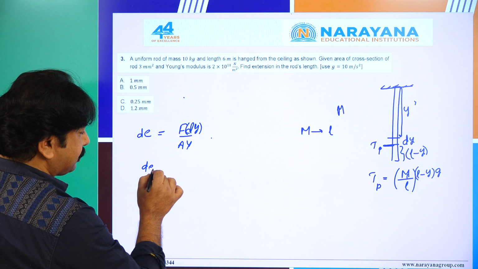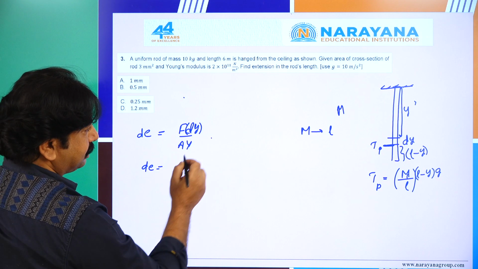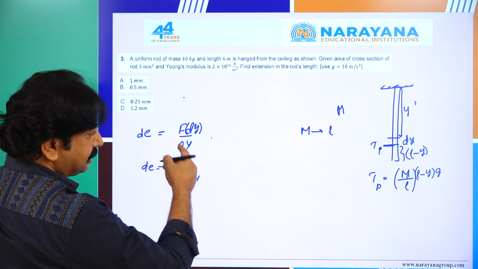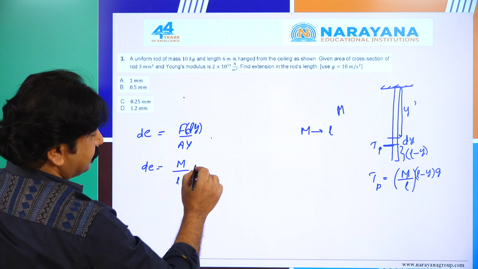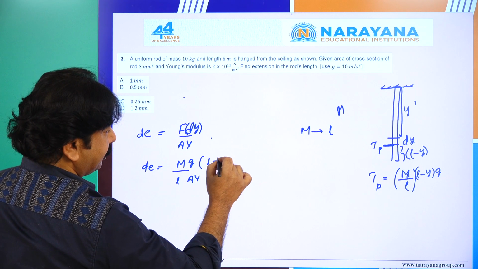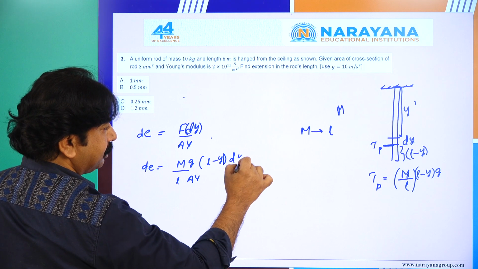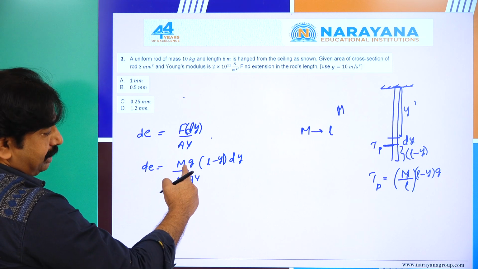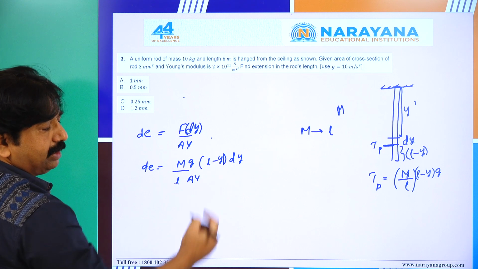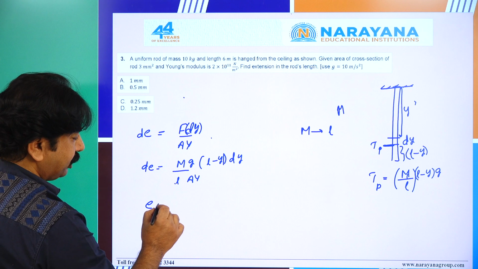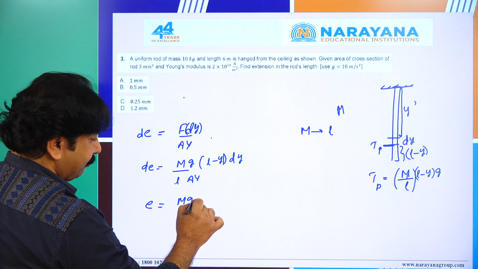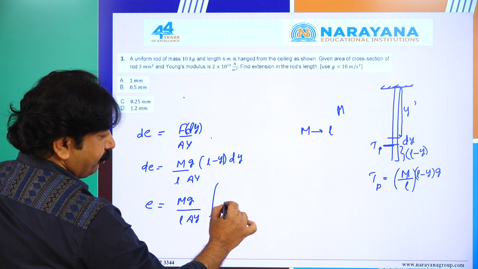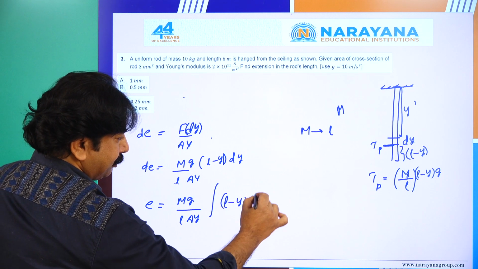So the elongation in this part is dE, where F is equal to M by L of (L minus Y) into g, and the remaining part is mg. So dE = mg by L AY of (L minus Y) dy. The net elongation E is equal to mg by L AY times the integration of (L minus Y) dy.